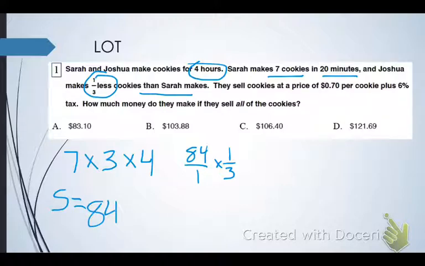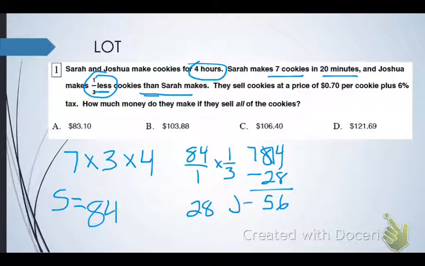84 times 1/3 is the same as 84 divided by 3. And when I do that, I get 28. Now, Josh is not making only 28 cookies. He's making 28 less than Sarah. So I have to do 84 minus 28. And as I am subtracting that, I determine that Josh is making 56 cookies. So I've got 56 here and 84 here for Sarah.